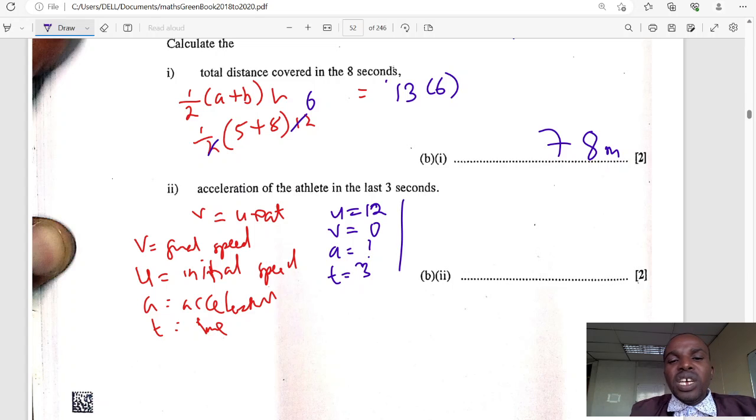Then you just substitute. V is 0, equals U, which is 12, plus A times time, which is 3. Then you can say minus 12 is equals to 3A. Then divide by 3, you get A is minus 4 meters per second squared.